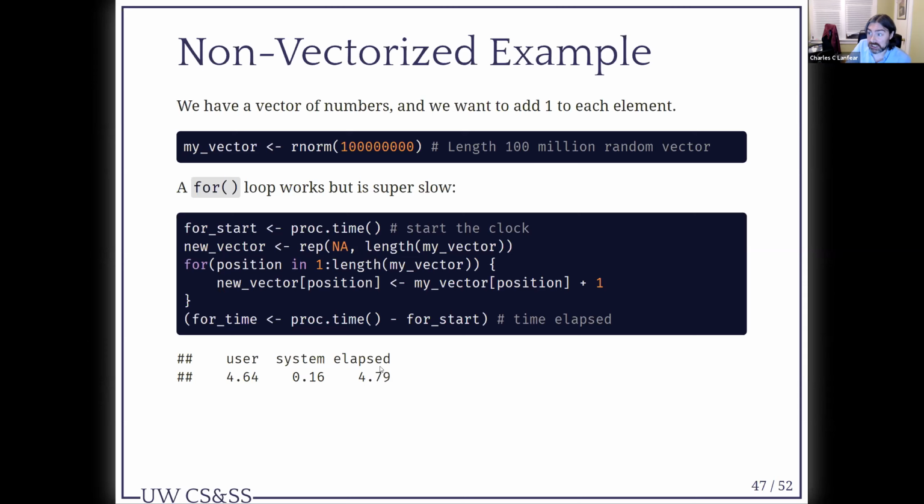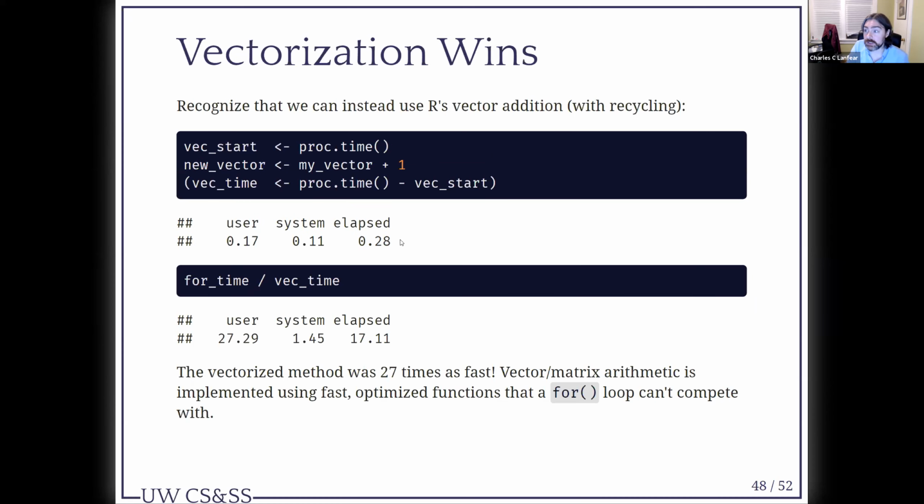This is a really slow thing, and this loop is hideous. If you wanted to do addition, you wouldn't do it this way. It's slow, it's hard to write. Okay? We would instead probably just say, my new vector is equal to my vector plus 1. R here is going to take this length 100 million vector, increase this to be 1 repeated 100 million times using vector recycling, and then add them to each other, which took 0.28 seconds to do.